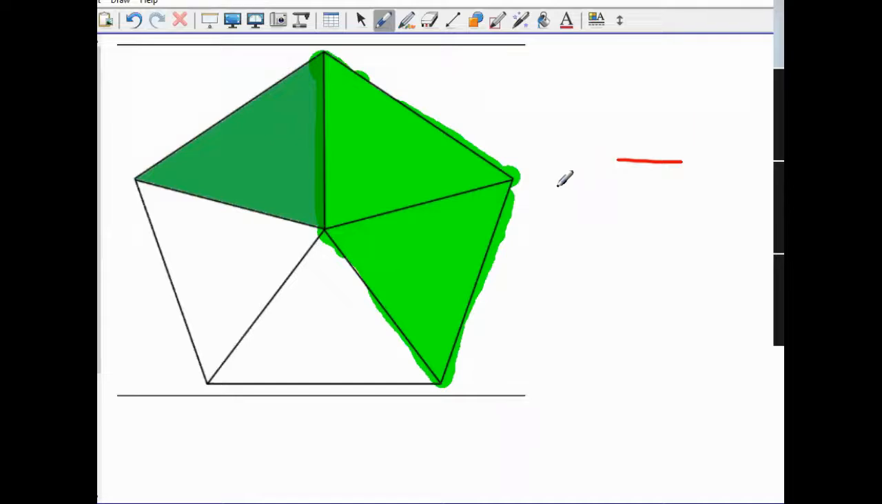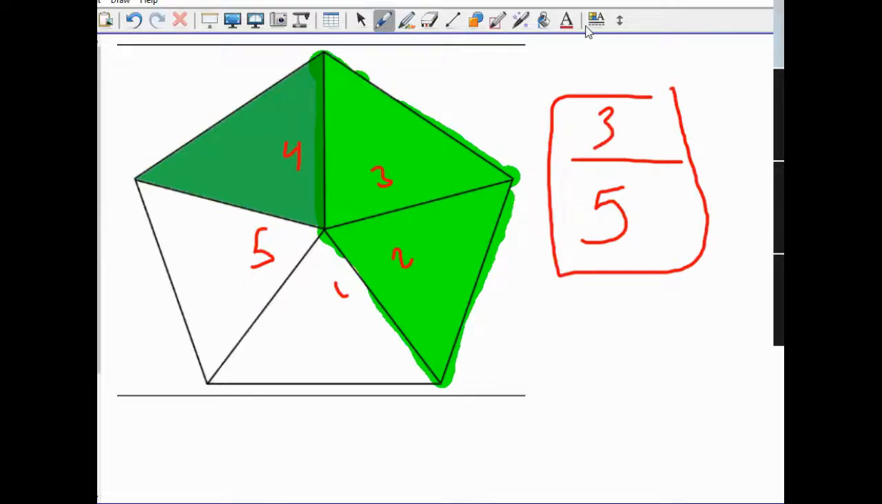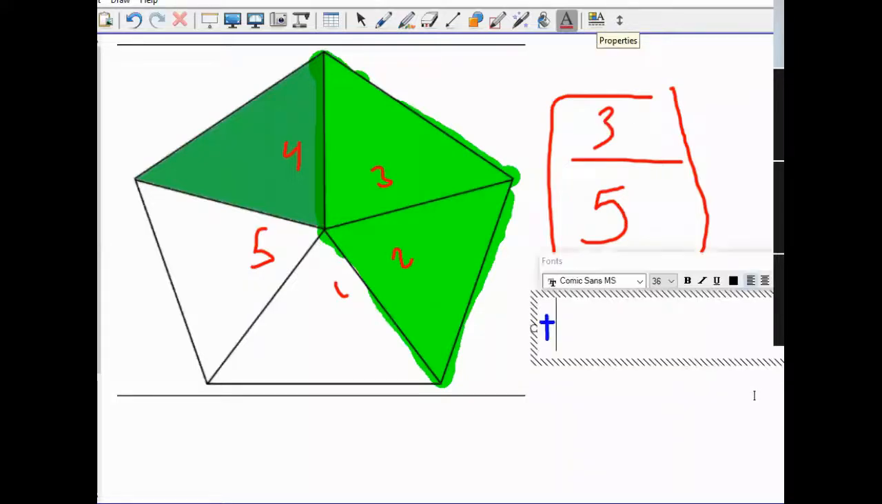I make a fraction line. Now, how many equal parts? 1, 2, 3, 4, 5. 5 equal parts. Okay. How many parts are colored? 1, 2, 3. Okay. So 3 over 5, or 3 out of 5, or the third way, 3/5. Okay.